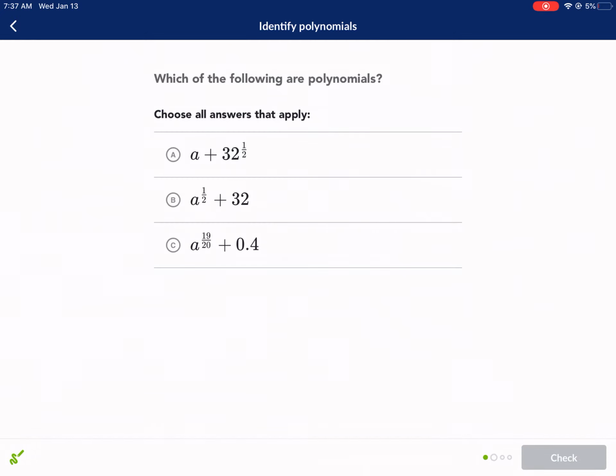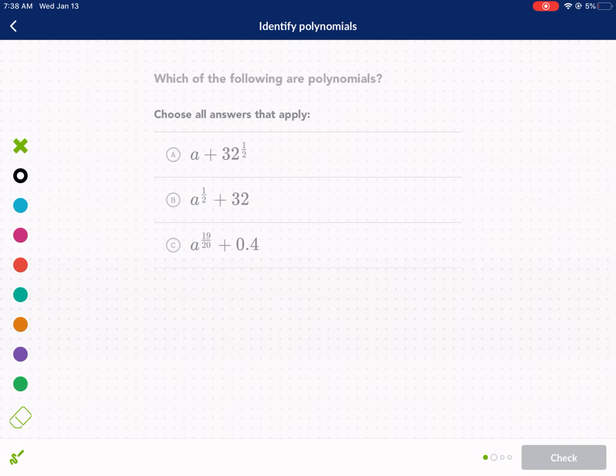All right, next question. Which of the following are polynomials? So let's take a look here. You may think, oh my gosh, it has 1/2, this can't be it. That's fine because this is going to be a real number. It's just when you have variables to the 1/2, like right here. When we have variables to the 1/2 power or fractions, that's no good.